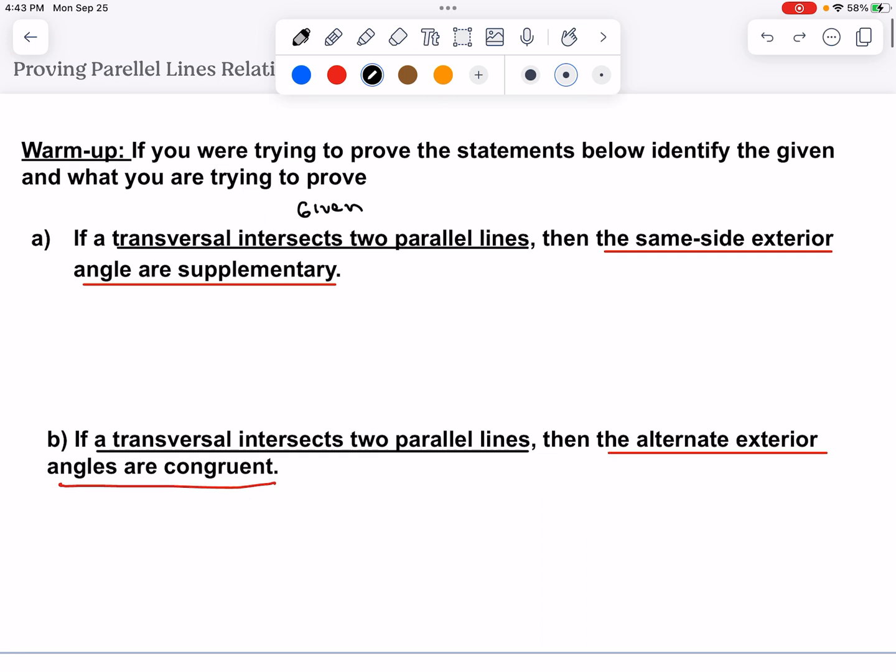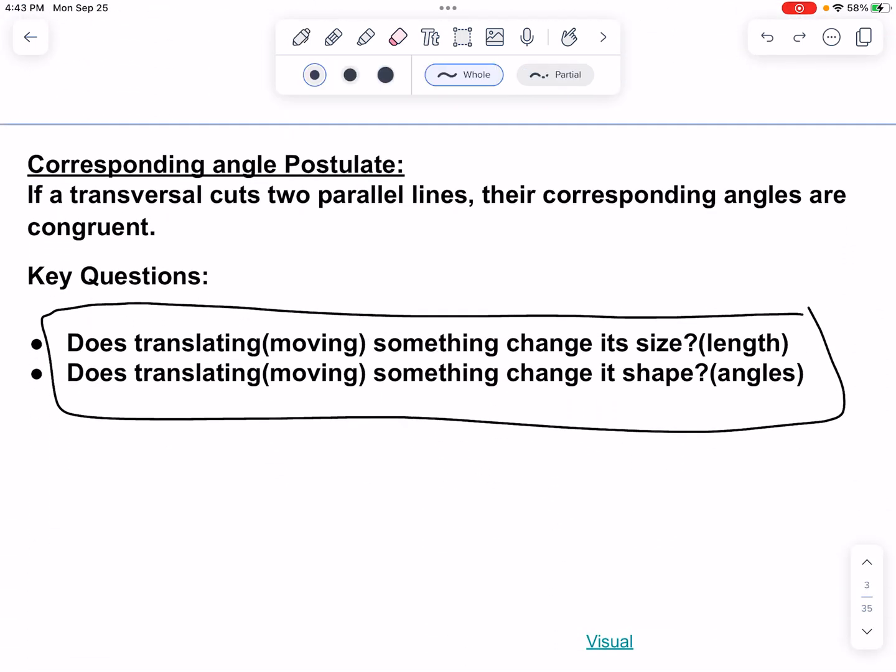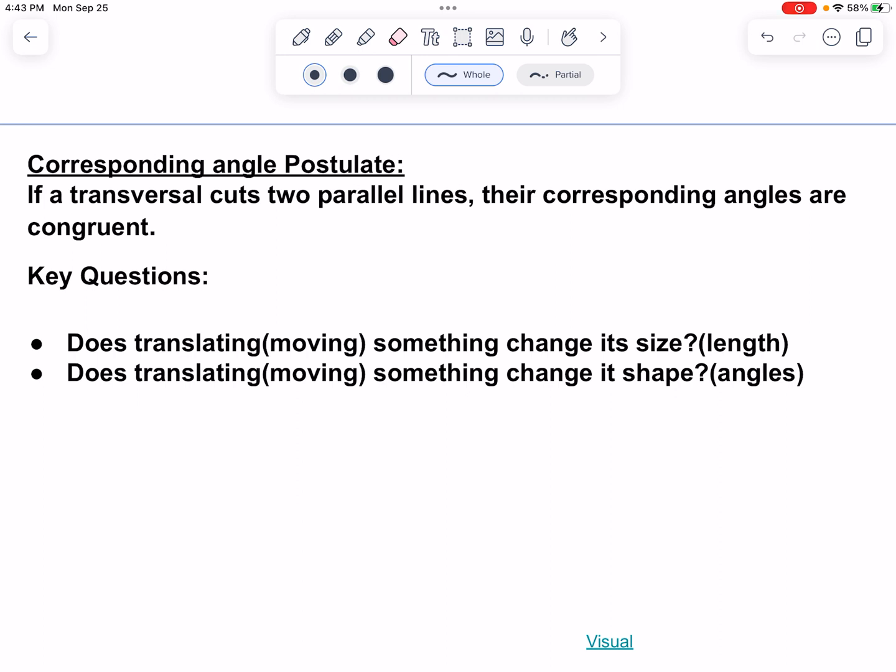All right. The first thing we need to prove is the corresponding angle postulate. Now, it's a postulate. So remember, we only prove theorems. We assume postulates. So I'm not going to do a formal proof here. But hopefully, I will talk through it, and through logic, you'll kind of believe me. I'm not going to do this as a proof, but hopefully I give you a thorough enough explanation to where you believe me.